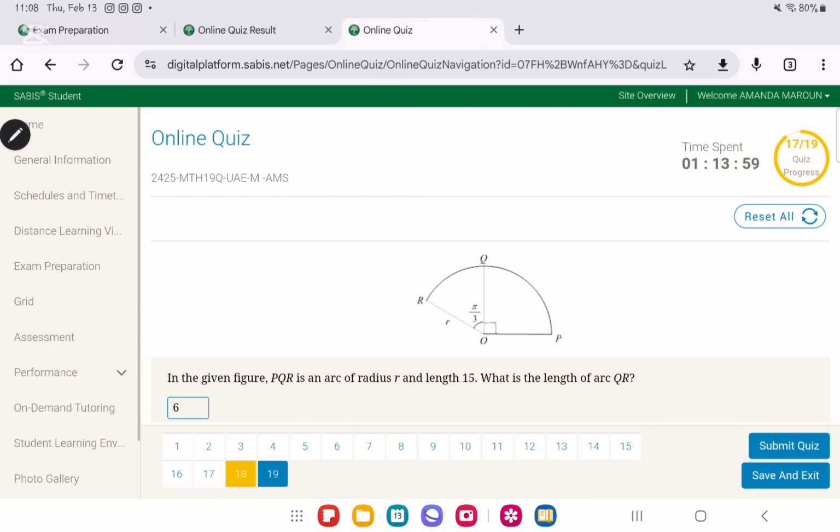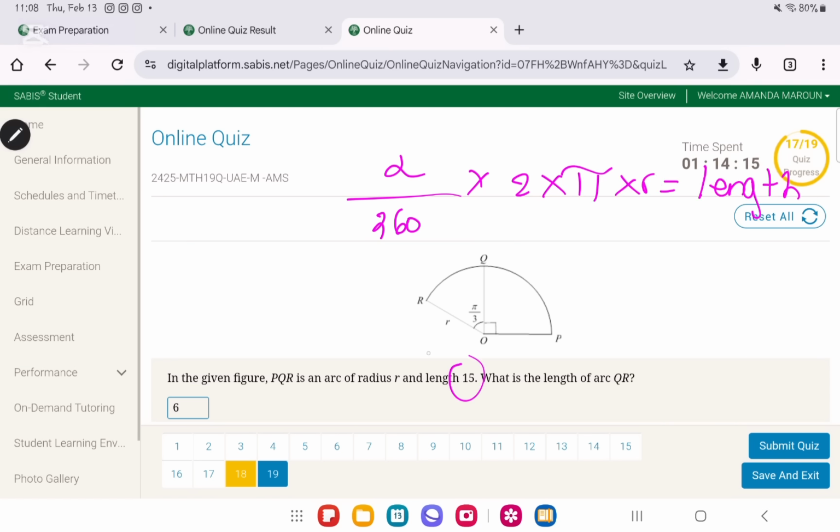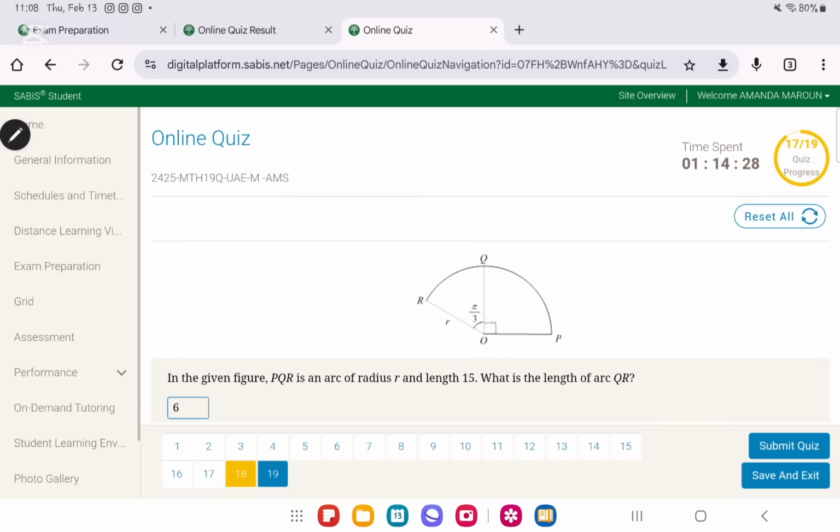So again, I'm going to repeat what I did. First, I found the radius. How did I find the radius? I applied the rule that angle over 360 times 2 times pi times r is equal to the length. They gave me the length of PQR, and we know that this total angle is 150. So I found the radius. After finding the radius, I know that this is 60 over here. So then I was able to find the length of the arc QR, which is 6.